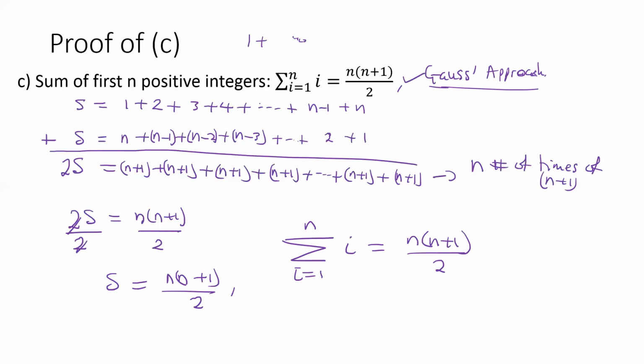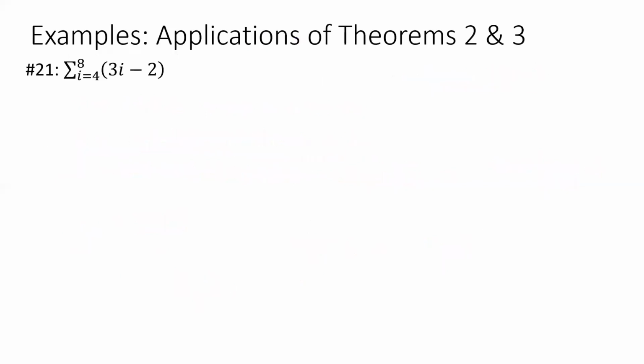All right, now let's take some examples. Exercise number 21. It says apply theorem 2 and 3. Some will apply theorem 2, others will apply theorem 3. Right now, let's look at it. We are adding this expression, f of i is 3i minus 2, and I'm adding from 4 to 8. It doesn't start from 1, so I can just go ahead and start from when i is equal to 4.